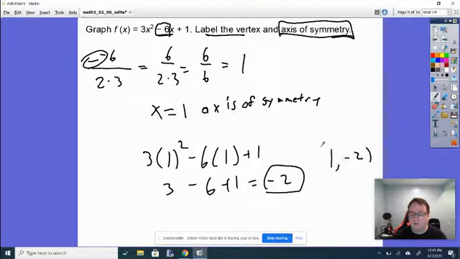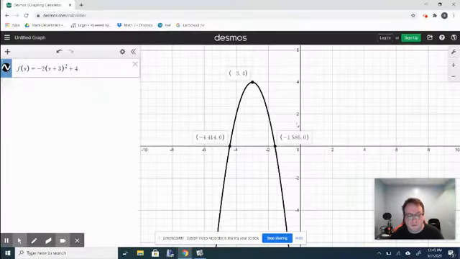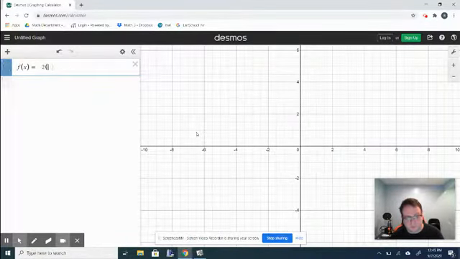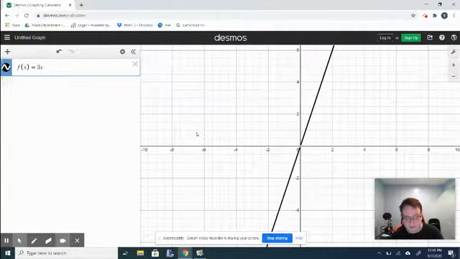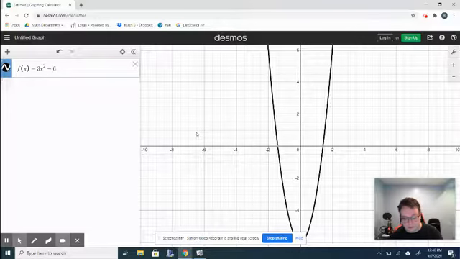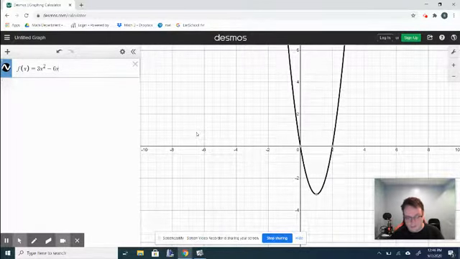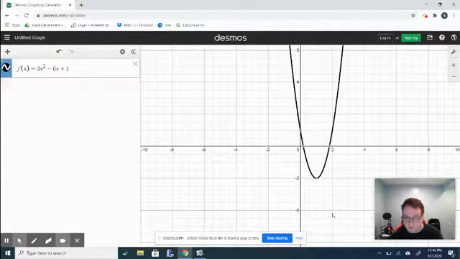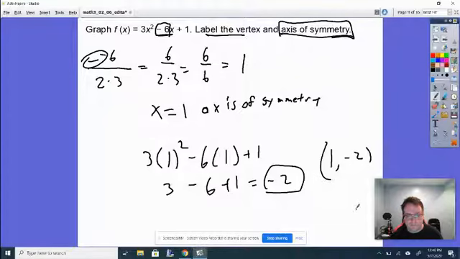Okay, so let's take this over to Desmos, double check everything. So we have 3x squared minus 6x plus 1. And I check my vertex here, 1, -2. Yay.